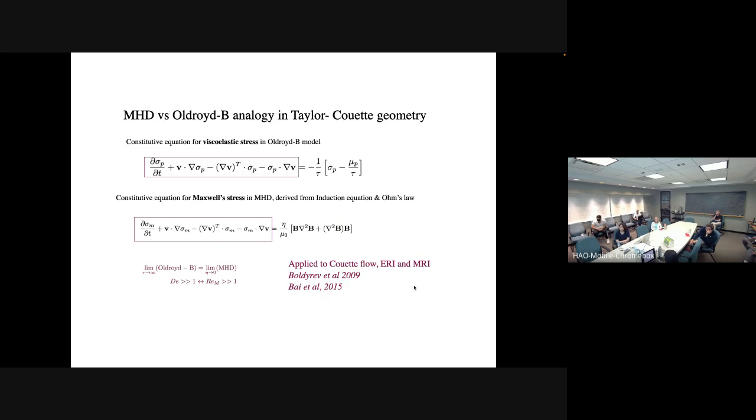And it has been shown that, for this shearing geometry, the MRI, the magnetorotational instability, has very similar modes to what is known as the elastorotational instability. In the elastorotational instability, you essentially have two coaxially rotating cylinders, and you put a polymeric fluid inside, and the two cylinders are rotating at different speeds, and then you have this elastorotational instability. That is very similar to the magnetorotational instability. So this has been known.